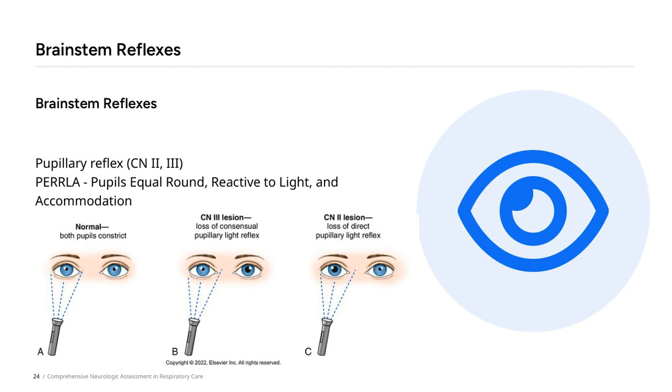Understanding this reflex is crucial because any abnormality, like unequal pupils or a lack of constriction, can indicate potential issues with the brainstem or increased intracranial pressure. Throughout our overall neurologic assessment, checking pupillary reflexes provides vital information about the patient's neurological status, especially in respiratory care, where brainstem function can directly impact breathing. So, always remember to include this simple yet powerful test in your assessment routine.